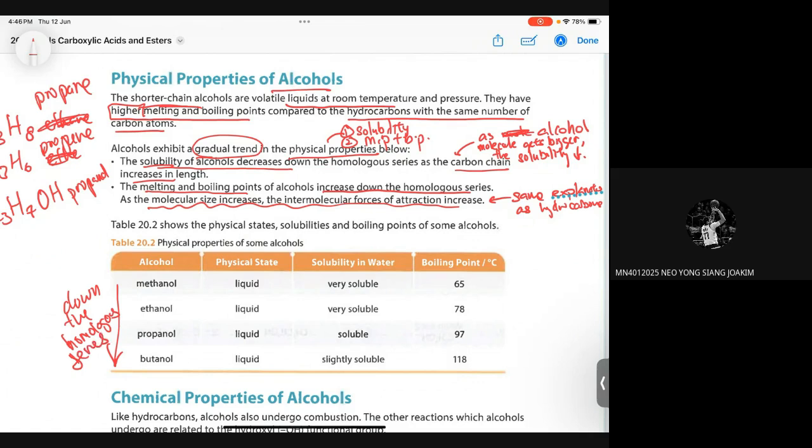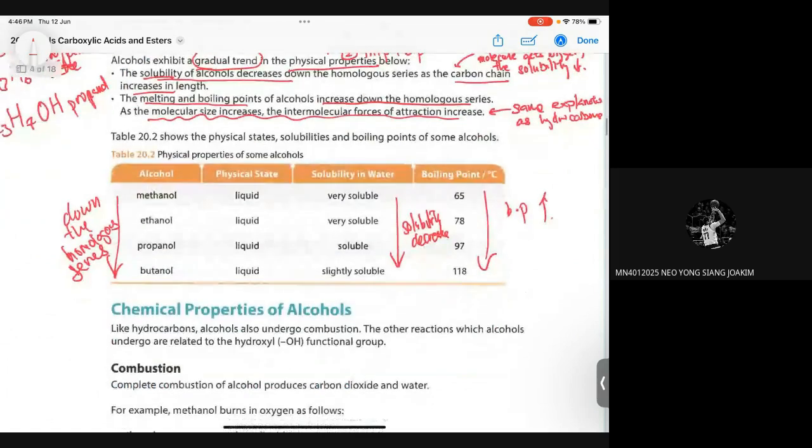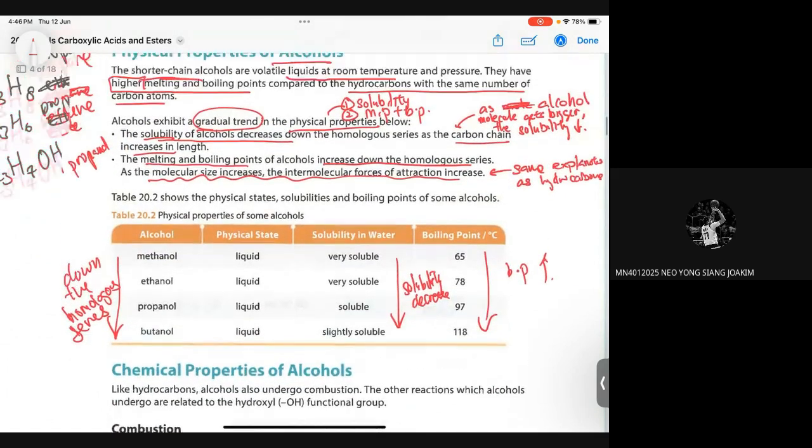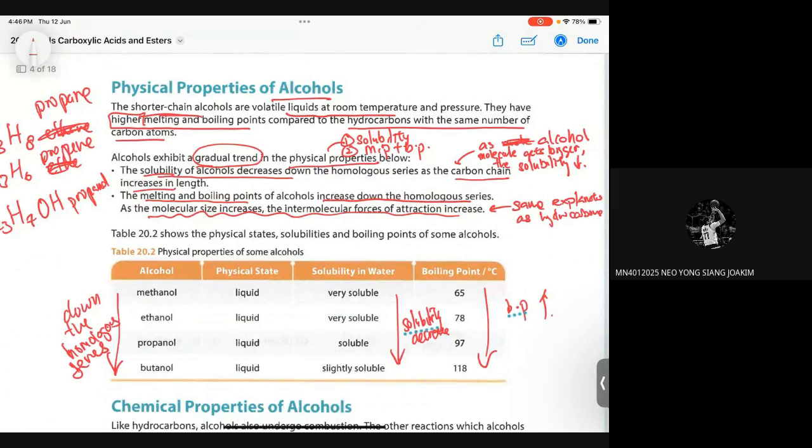You realize solubility decreases. Solubility decreases. As you go down the homologous series, the boiling point increases. So this table is just to highlight the 2 points that they mentioned here. Now, physical properties for alcohols, we are done, just mainly solubility and melting and boiling point.